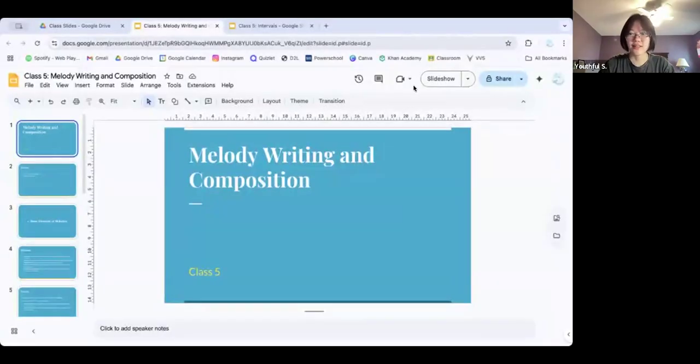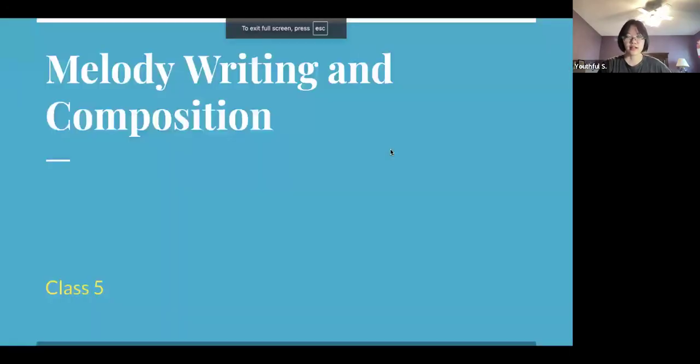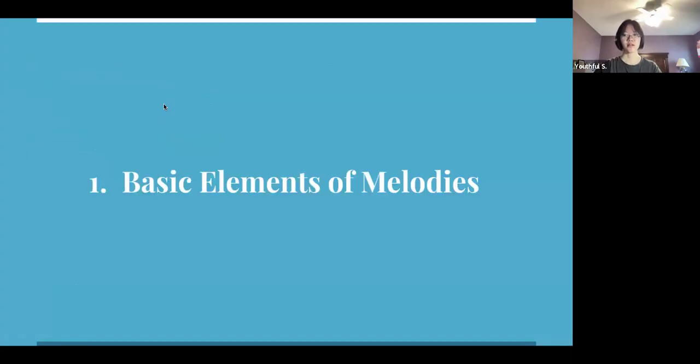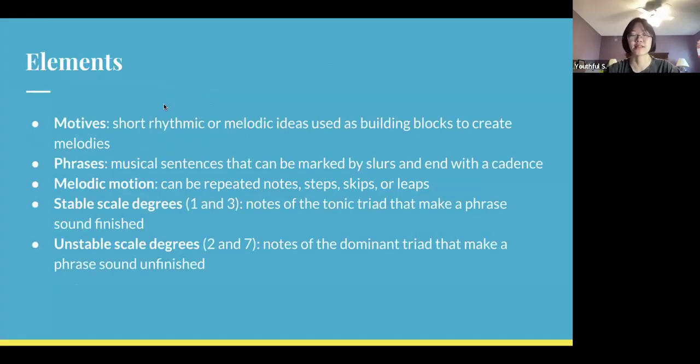Okay, so today we're actually going to do two units because melody writing is really short. So we'll do that for the first half, and then for the second half, we'll do intervals. Okay, so starting with melody writing. All we have are the basic elements, and then we have writing melodies. So for our basic elements of melodies, we have all of these.